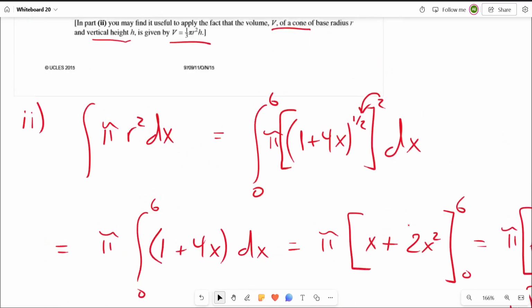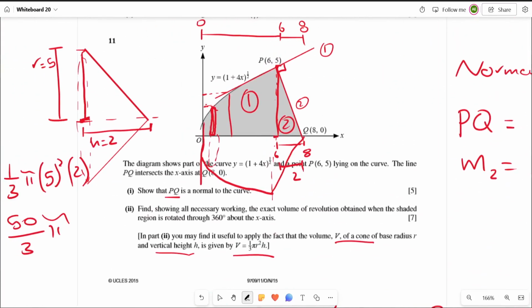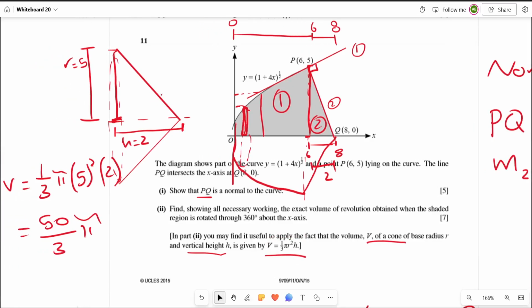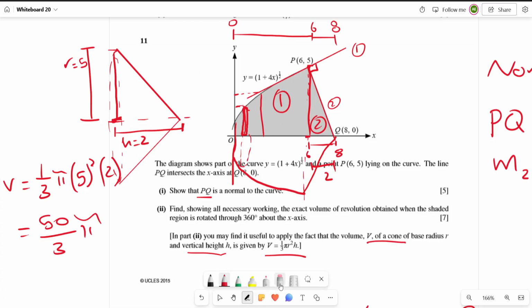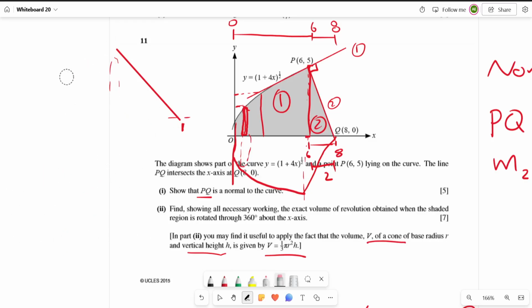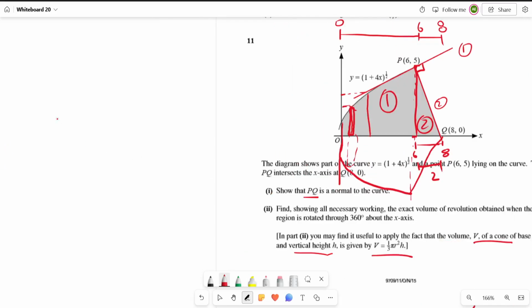Right. Another thing to take note of: let's say you didn't recognize that revolving a straight line would give you a cone, and you didn't notice this hint. What can you do? You can solve it the exact same way we solved the first revolution over here, because basically it's also integration. And you can say that I'm going to do the same thing.